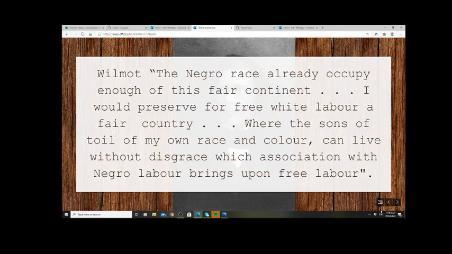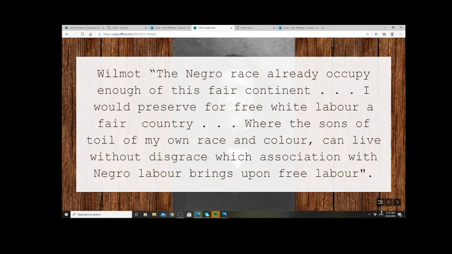And Wilmot makes this clear. He states the Negro race already occupy enough of this fair continent. He's talking obviously about the South, and therefore what he wants is westward expansion, but westward expansion for white, hard-working men, farmers, who can go to, whether it be Oregon or in this case California, and live without, in his word, disgrace, which association with Negro labour, i.e. slave labour, brings upon free labour.